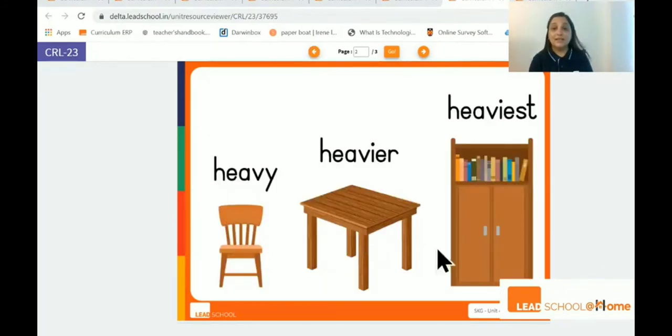Now look at these things. Do you remember? Do you know what this is? Yes, this is a chair. And this is a table. And this? Yes, a cupboard. Now tell me, is this chair heavy? Yes, this is heavy. And what about the table? Correct, the table is heavier. And what about the cupboard? Correct, correct, the cupboard is heaviest.